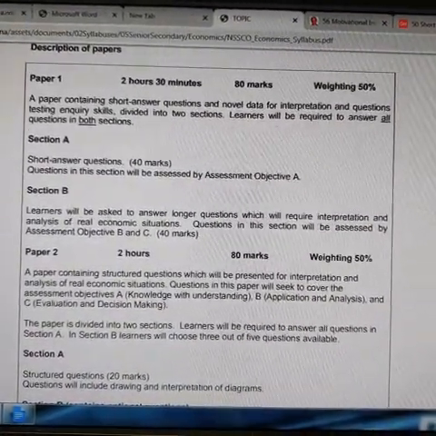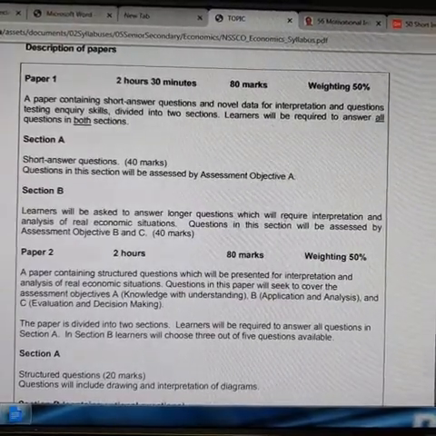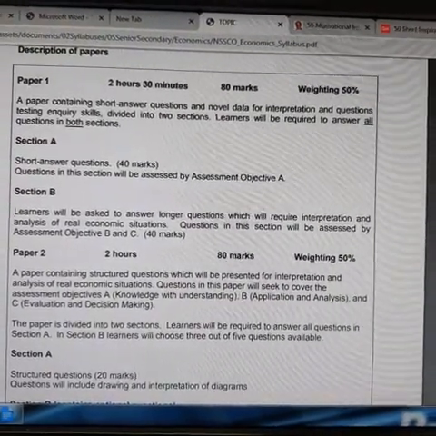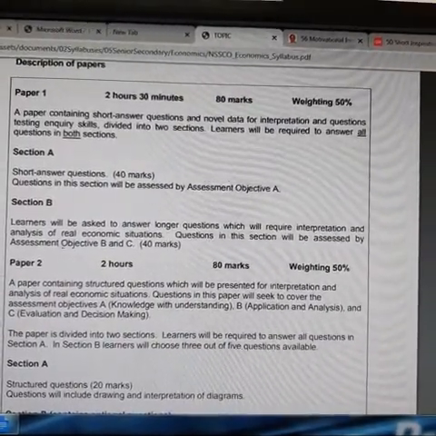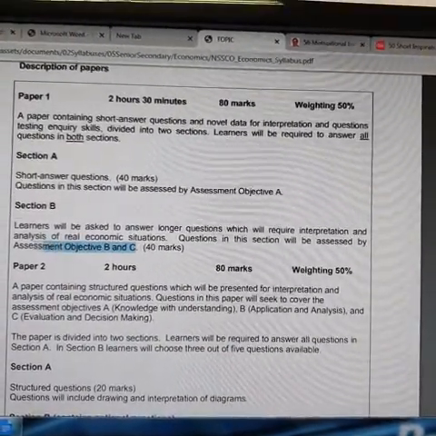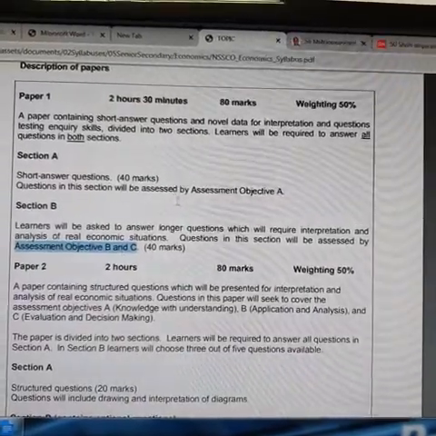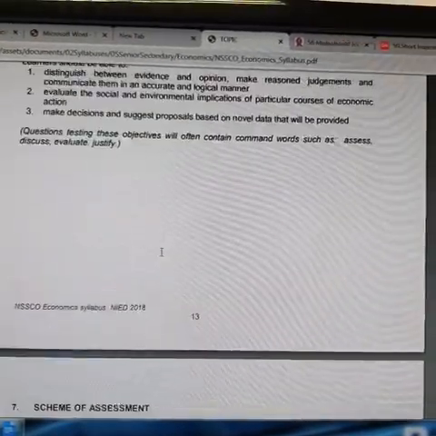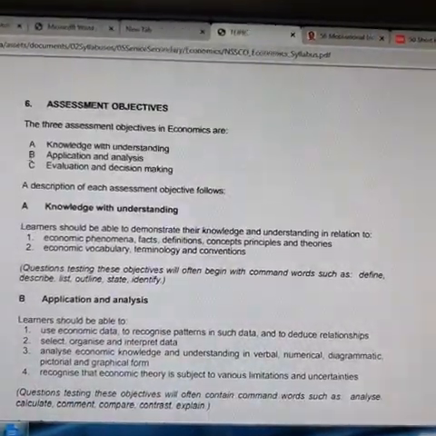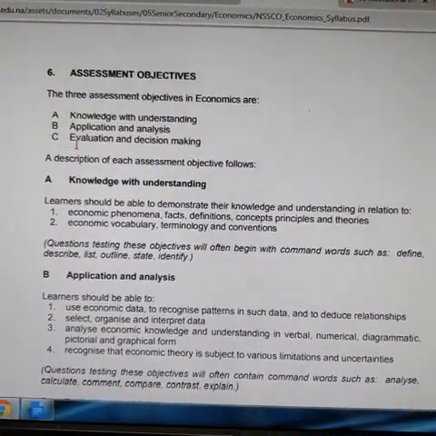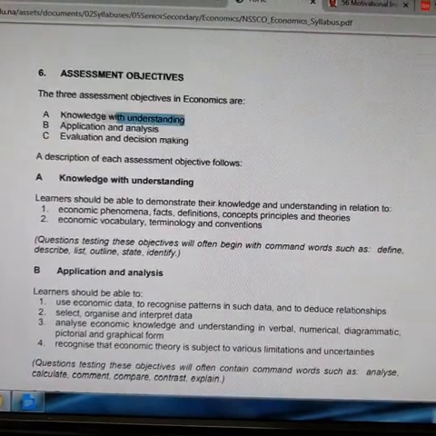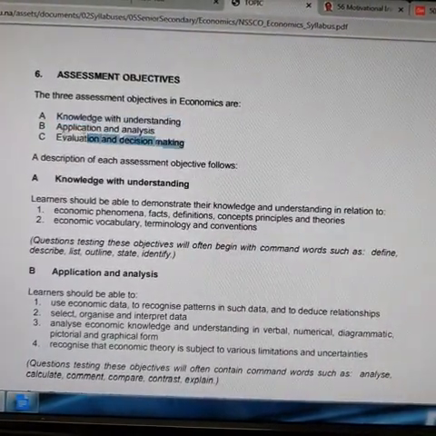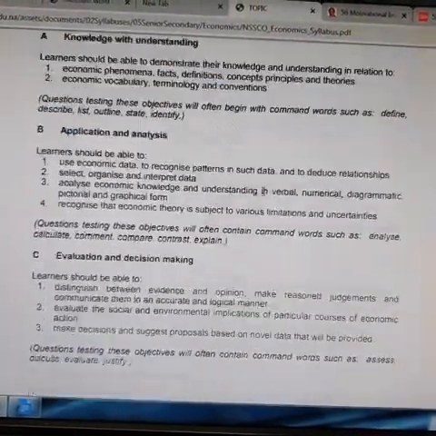Learners will be asked to answer long questions which will require interpretation and analysis of real economy situations. That's why this one must cover objectives B and C from the assessment. Remember the objectives we are referring to: application and analysis, and evaluation and decision, because objective A you already cover in section 1, so this is what you are supposed to cover in section 2.